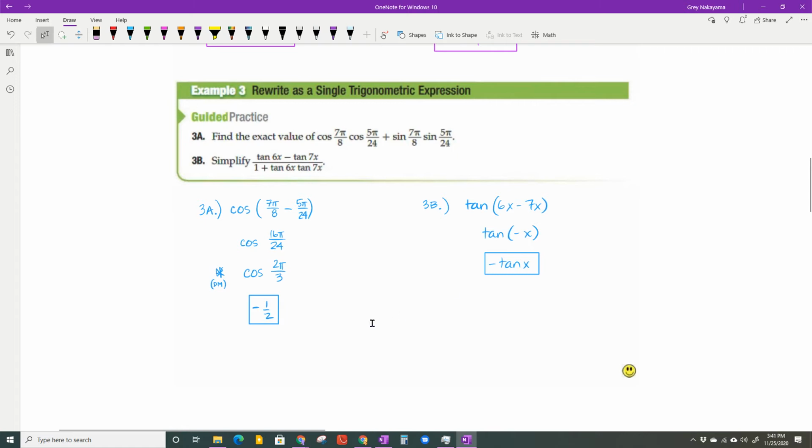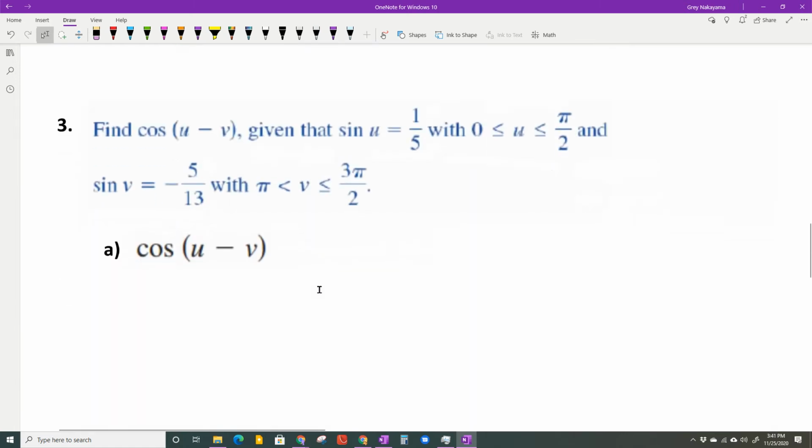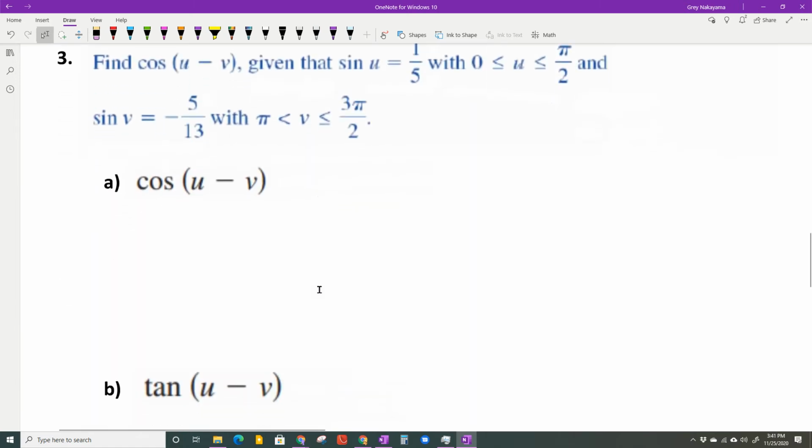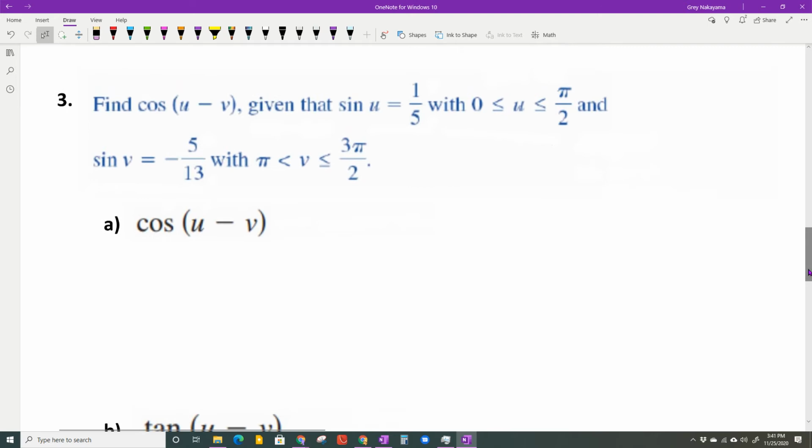Okay. Now, another type of problem that you have with this is something that looks like this. Let me go back up just a tad. Find the cosine of u minus v, given that the sine of u equals 1/5, with u being between 0 and pi over 2, and the sine of v equals negative 5 over 13, with v being between pi and 3 pi over 2. So there's a lot of information, but if you will just take it step by step, it's not that bad.